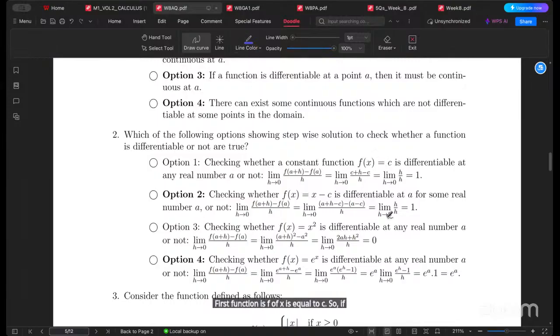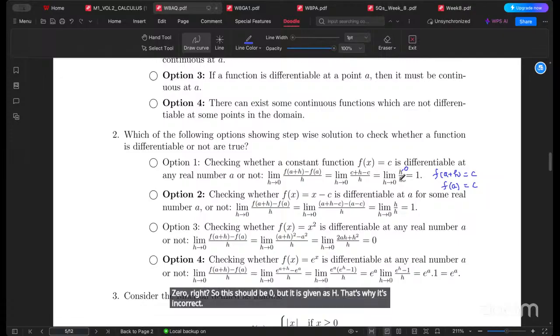So first function is f of x is equal to c. If f of x is equal to c, what is f of a plus h? Instead of x, you have a plus h. But here on the right hand side, it has nothing to do with x. So it should be only c, right? And what is f of a then? c. So the numerator is c minus c, so it should be 0. It is given as h. That's why it's incorrect.